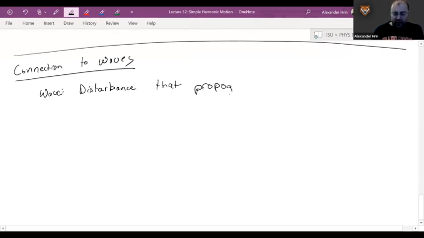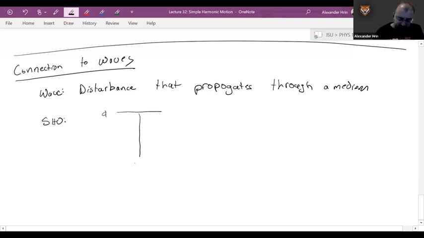Now, we'll talk more about that in later lectures, but I did want to talk about just how you can connect this to simple harmonic motion through a medium. The idea here is that if we have just a simple harmonic oscillator, I'll just do a mass on a spring. So we have the spring, and then we have our mass, and this just goes up and down.